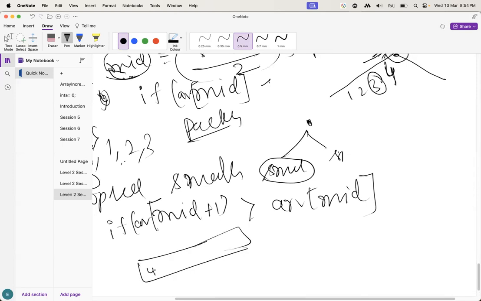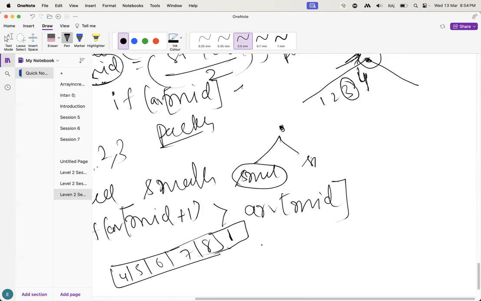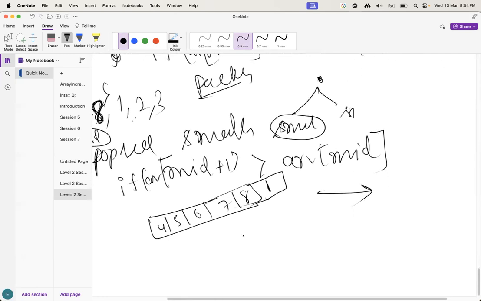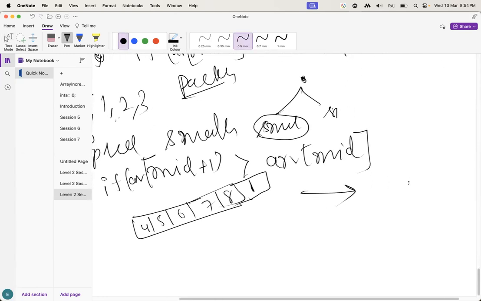Guys, I have given one array here. Let's suppose 4, 5, 6, 7, 8. Guys, please tell me what is the peak element in this array? Peak element. What is the peak element here? 8. Yes, 8. That's fine. Okay, guys. Now this is the start value. This is the end value. We are going to check the mid value. What is the mid value, guys?